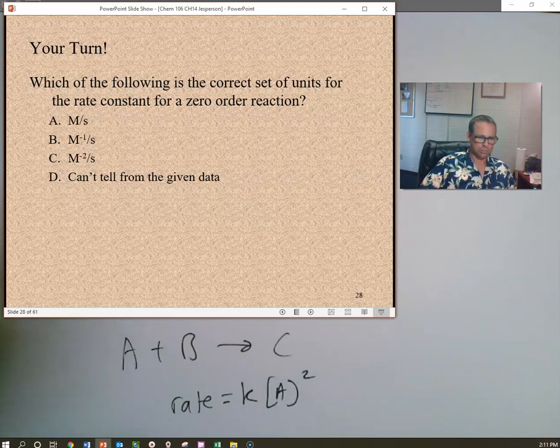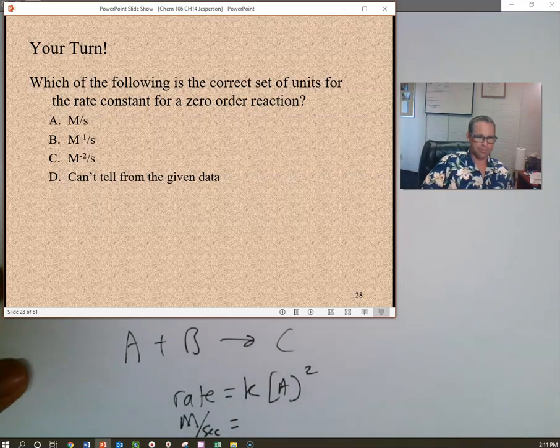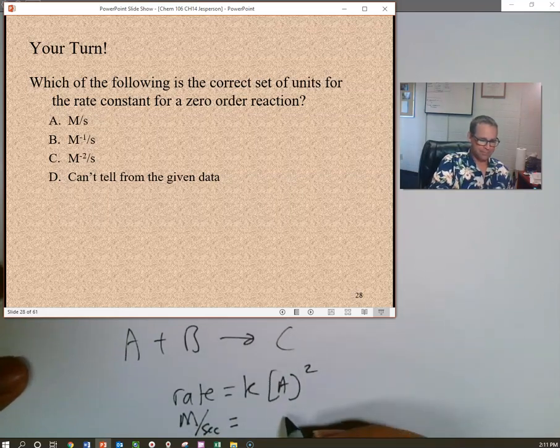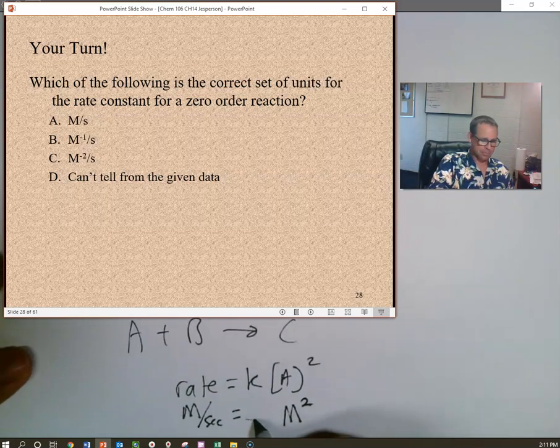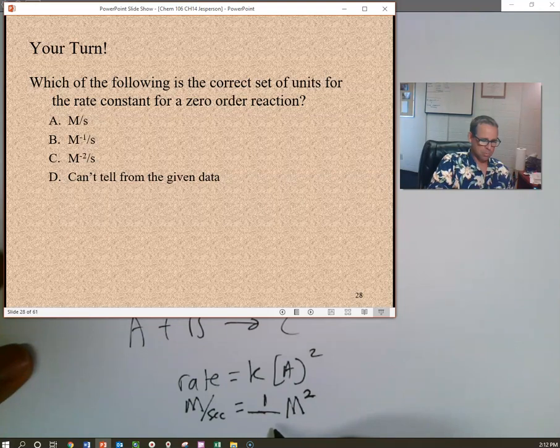I think I could. So rate is molar per second. That's right. And then, do you need to square them all at all? Yes, so because of that. Okay, so it's molar squared. So it would have to be 1 over molar times second. Very good.